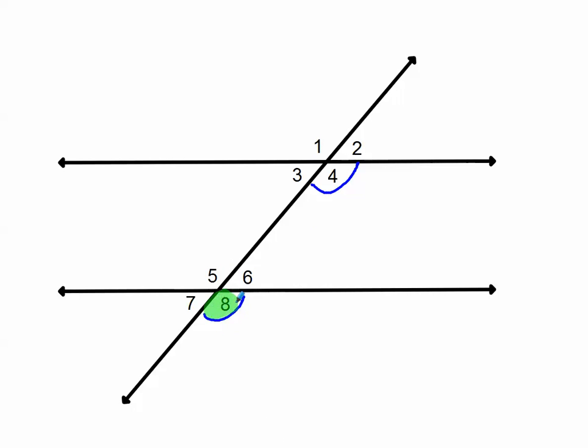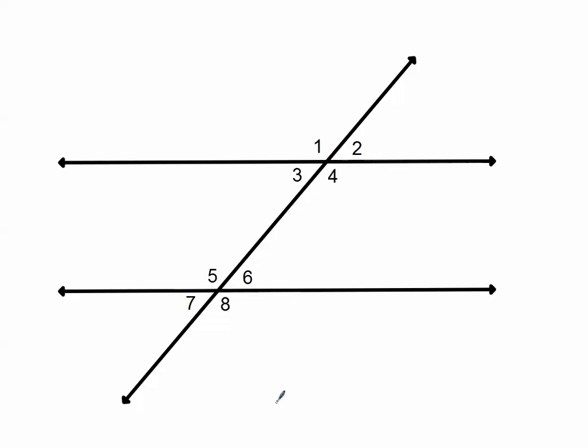So this angle right here corresponds with this angle right here. They're both in the bottom right. They are corresponding. These angles will be congruent. The last pair that really matters when we're talking about parallel lines and transversals are going to look like this. 4 and 6 are both in the interior, but they're not alternate interior angles because they're both on the same side of the transversal. This means they are consecutive interior angles.